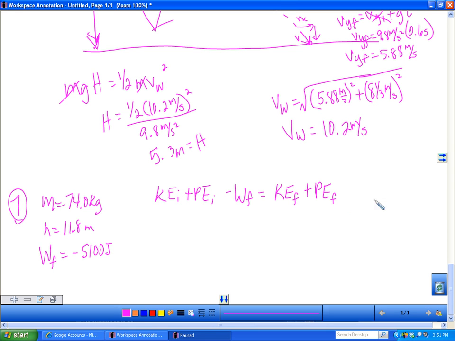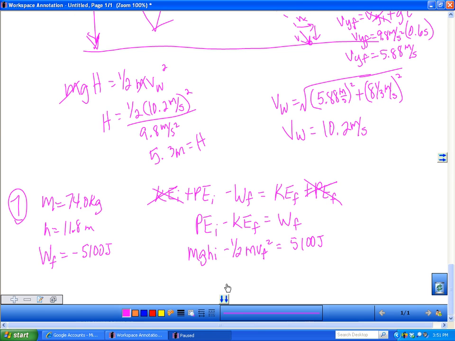I'm going to call the bottom of the water slide 0 height, so I'm going to cancel that one. I'm going to say that he started from rest, so there's none of that. So PEI minus KE final is equal to the work done by friction. So the change in energy basically is equal to the work done by friction. So mghi minus 1/2 mvf squared is equal to 5,100 joules. Now, I don't put the negative sign over there because I already took the negative sign into account right here.